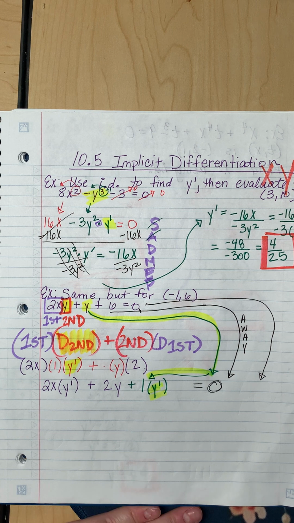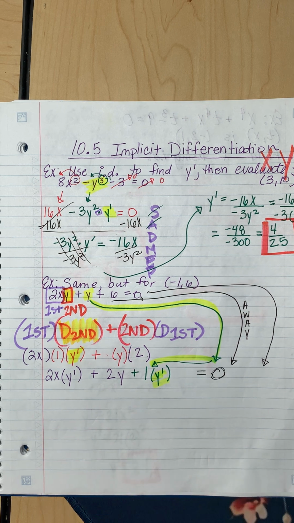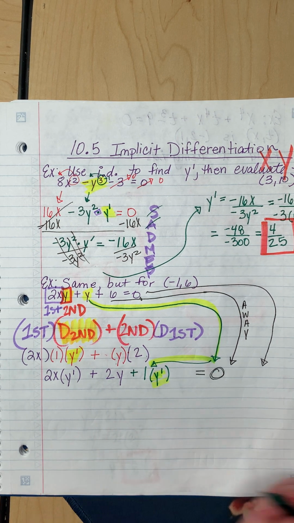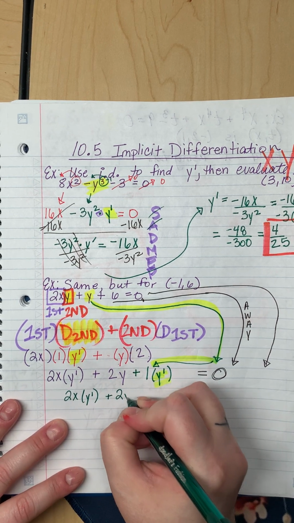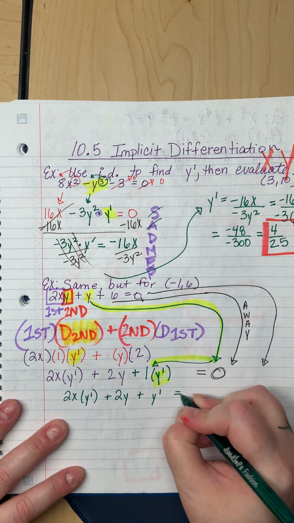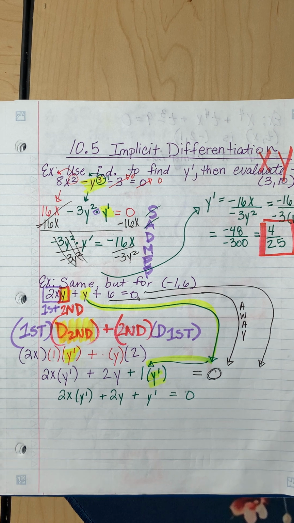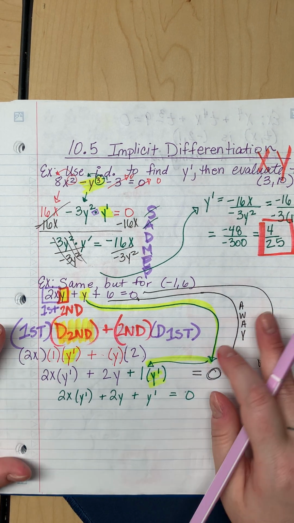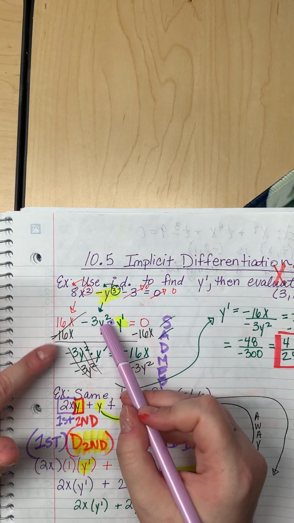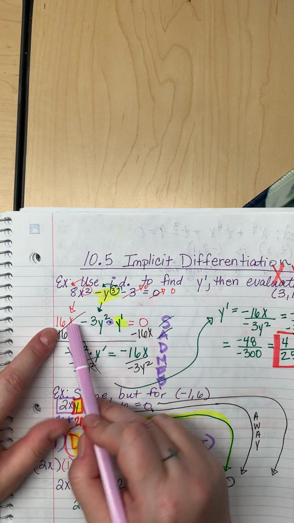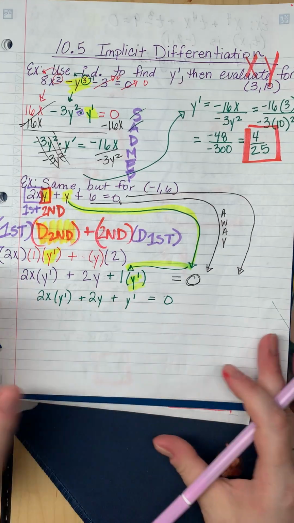Okay, so let's clean this up. 1 times y prime is just y prime. So we have 2x times y prime plus 2y plus y prime equals 0. We are supposed to be getting y prime alone by itself. Well, in the past couple of examples, every time I wanted y prime alone, I got rid of anything that did not have that. Like this 16x did not have a y prime, so I moved it to the other side. We're going to use that same theory here.